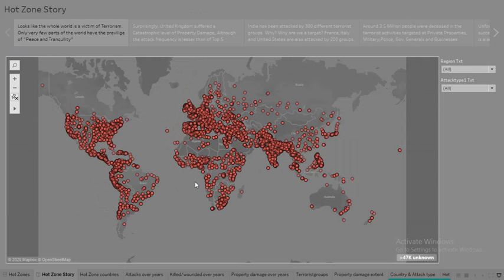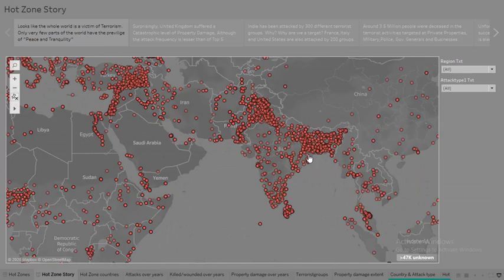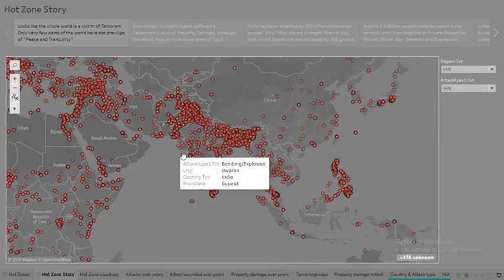Coming to the storyboard. So looks like the whole world is a victim of terrorism. Only a very few parts of the world have the privilege of peace and tranquility. Say Canada and some obvious parts like Antarctica, Greenland, Iceland, it seems, and even a few parts of the deserted area of Australia and the deserted area of Russia. They are the most peaceful places, we can say. But then the rest of the world is under the claws of terrorism.